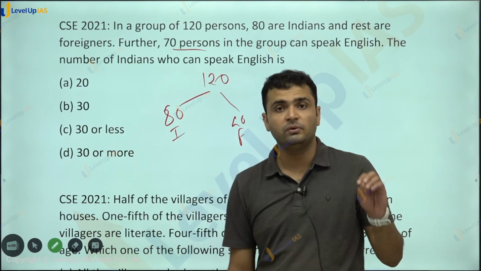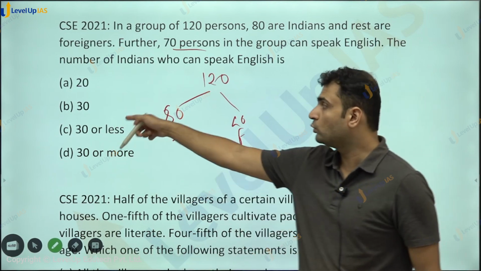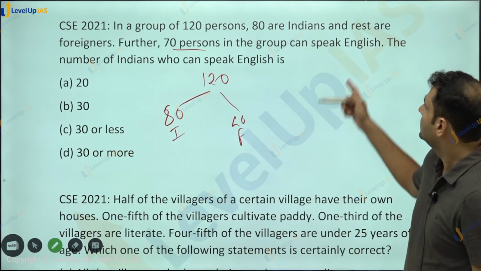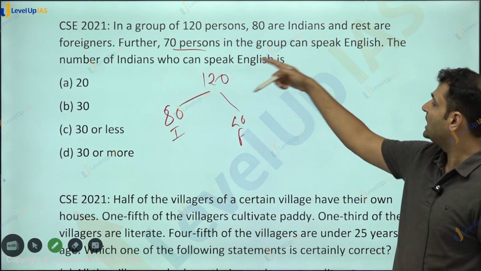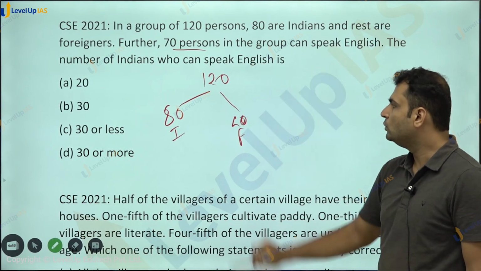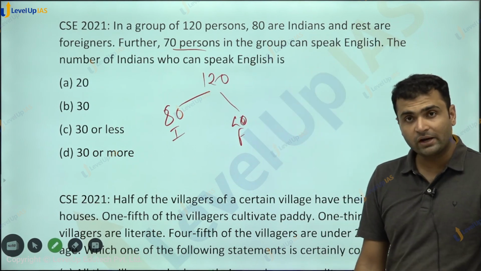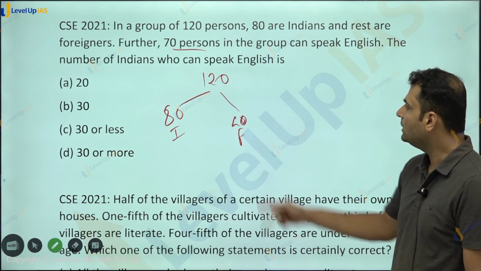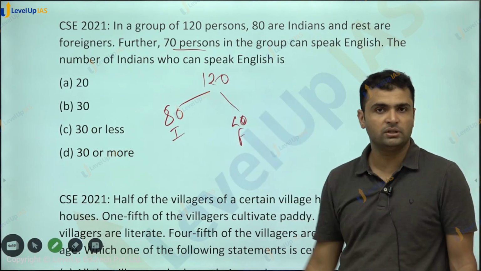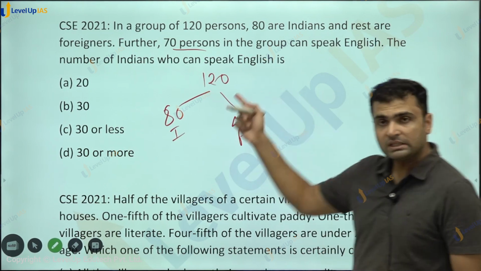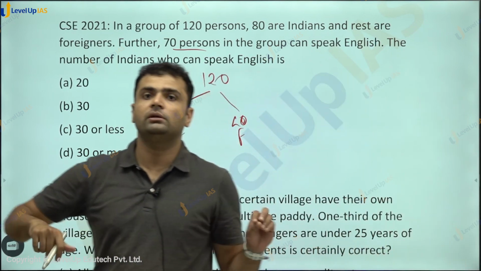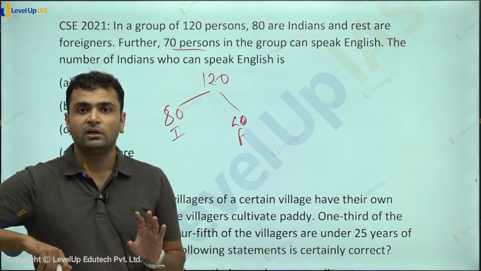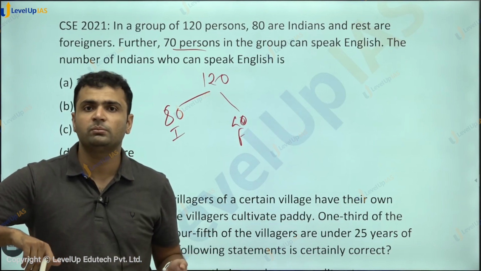It may have a bit of a trick. They are trying to play on your biases. If 70 can speak English, and you assume mistakenly that all these 40 foreigners speak English, then you will conclude that 30 Indians will speak English. But they have not said anything like that. Please do not assume on your part that all the foreigners speak English, because some foreigners may not be able to speak English.